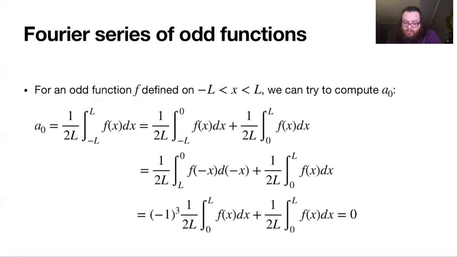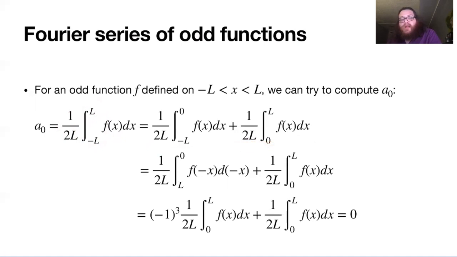Okay, so how does that go? Well, a naught we're computing for this entire interval. So that's just going to be 1 over the length of the interval times the integral of your function over that interval, or the average function value. And what we can do here is split up this integral to go from negative L to 0, and then 0 to L. So what does that look like? This is what we end up with.